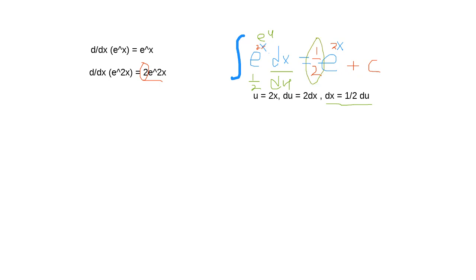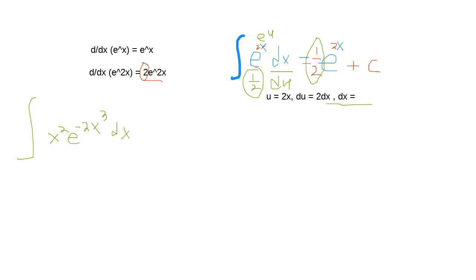So when we anti-differentiate e to the u, that's just e to the u, right? Then you substitute u back with 2x, that's e to the 2x. But I would have to carry this half. So we get a half of e to the 2x plus c. Now the exercise is this one. It's x squared e to the negative 2x cubed dx.